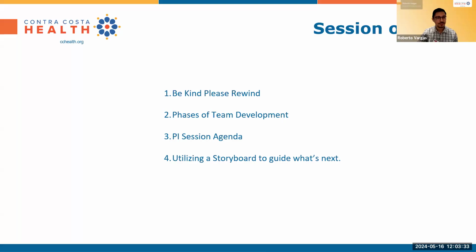Okay, so session outline. We will be doing a little course review. We'll be talking about phases of team development, and we'll be jumping through an example of a PI session agenda. And then we'll begin walking through what's known as a storyboard, which is a series of tools, something at your hands to help you think through, what do I do next?